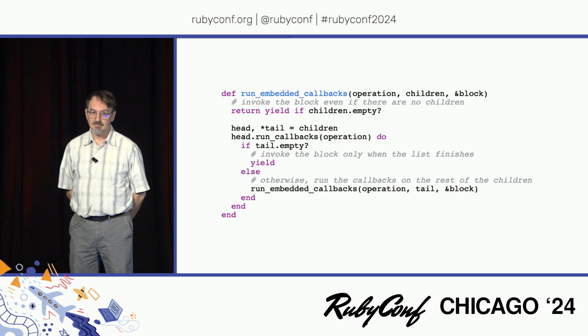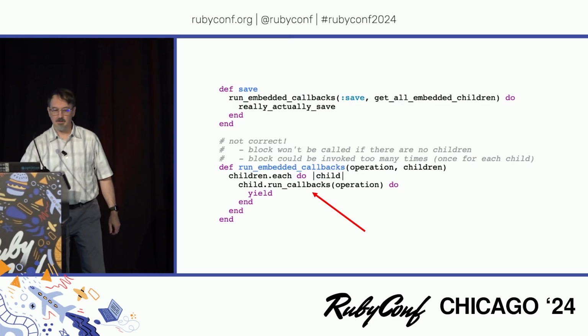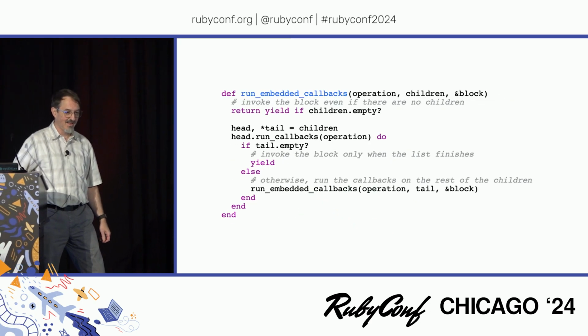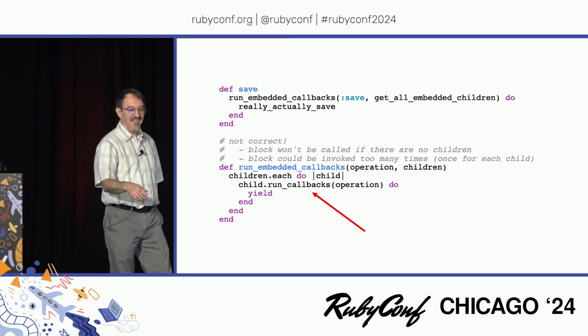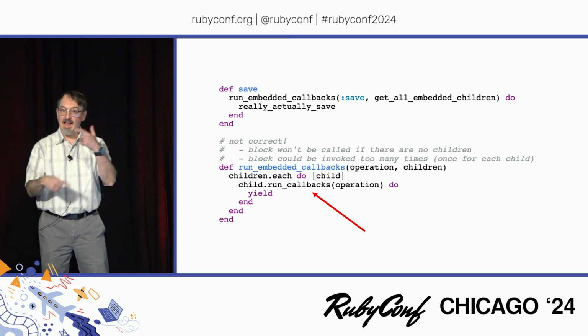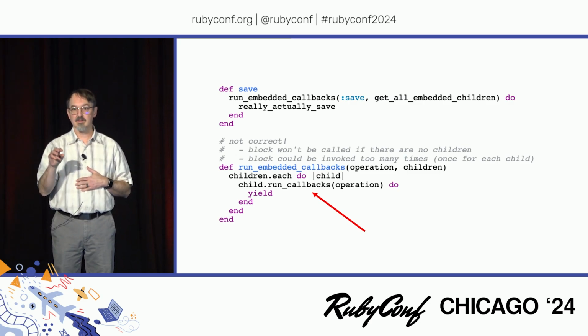What would happen if you iterated over each of the children, running callbacks, and then yielding? If we go back to the previous slide, that's kind of what we're doing here, but we can't yield outside of that iteration because run callbacks has a block that yields.